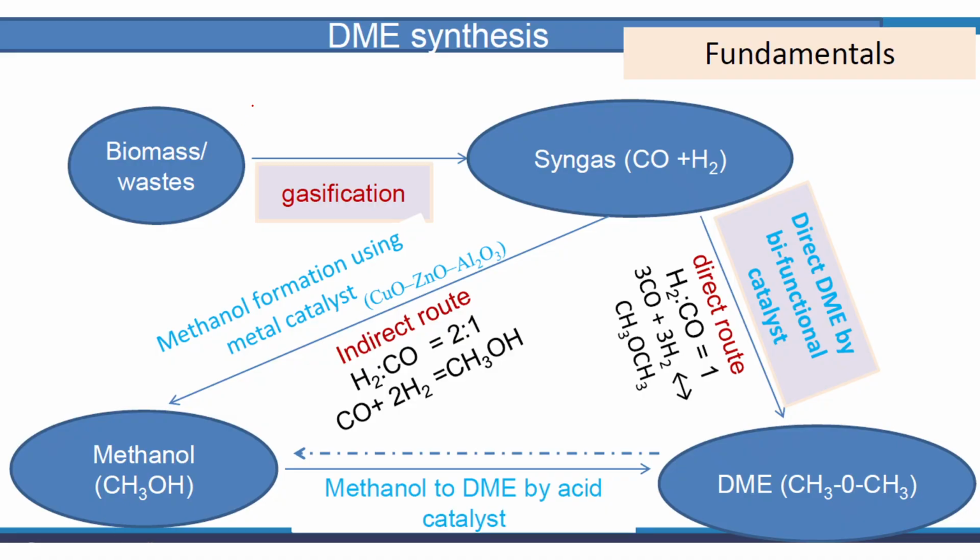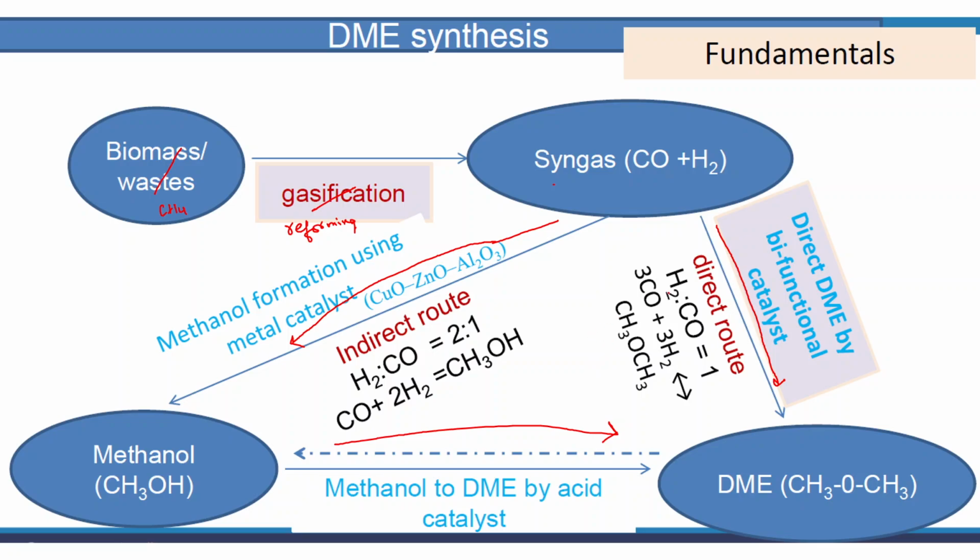Another chemical that we will be talking about is DME synthesis. Also methane, with reforming. There are two ways to produce this DME, which is dimethyl ether. Either we can produce methanol first from syngas, then this methanol is converted to DME, or we can directly produce DME from syngas.